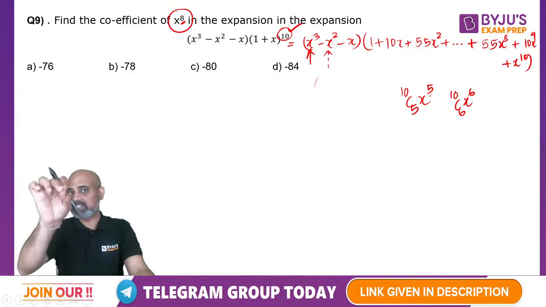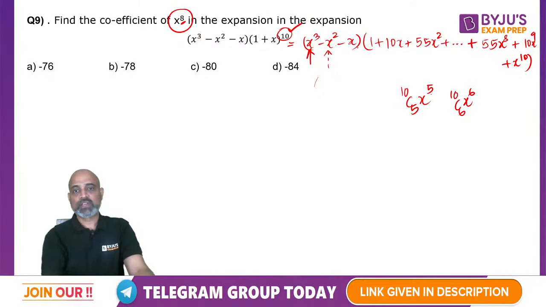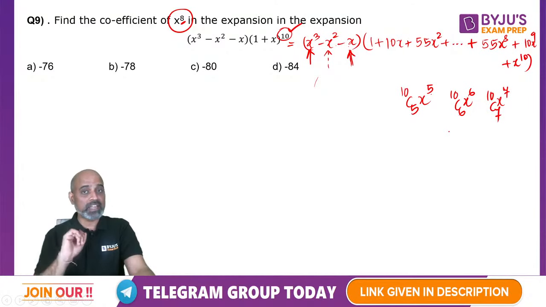So 10c6, 10c5, 10c4. Next is this x. This x is going to get multiplied with what type of power of x from the binomial so that it results in x to the power 8? We need x to the power 7. X into x to the power 7 will make x to the power 8. So what will be the coefficient of this? This will be 10c7.